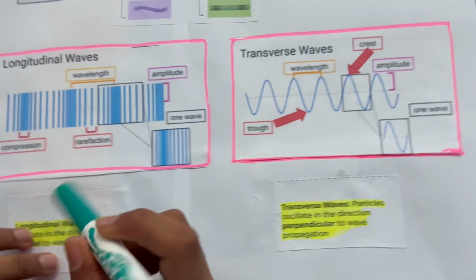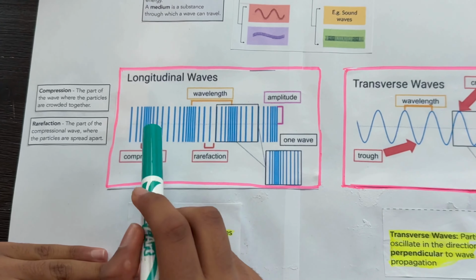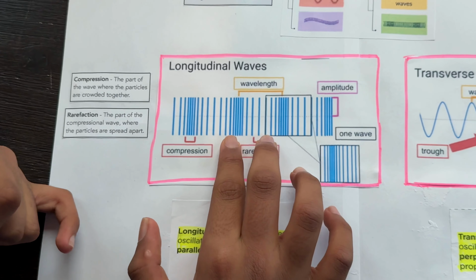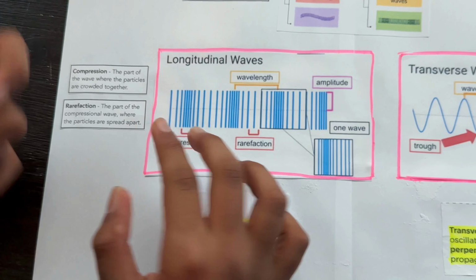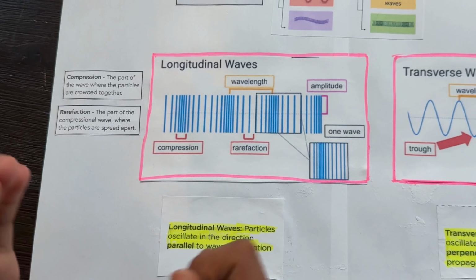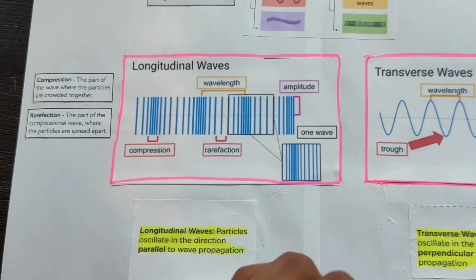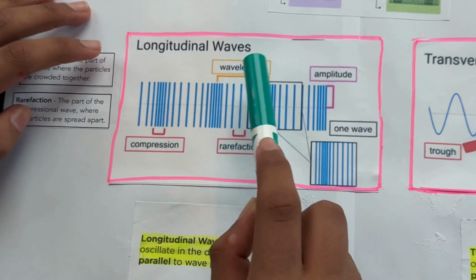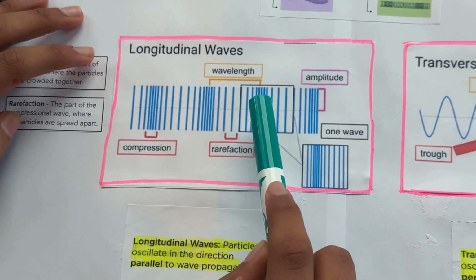Next, the thing about longitudinal waves is that they're much more complicated. Longitudinal waves can have compression and rarefaction. Compression is where the particles in the wave collide together. Rarefaction is where the particles in the wave spread apart. Because of these differences, this part would represent one wave.